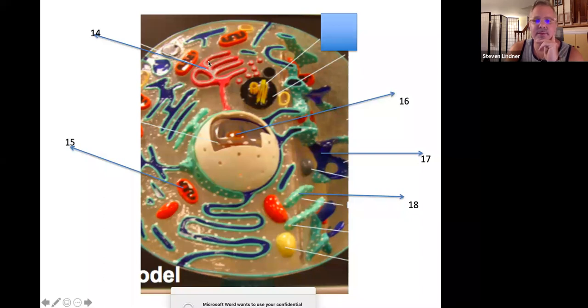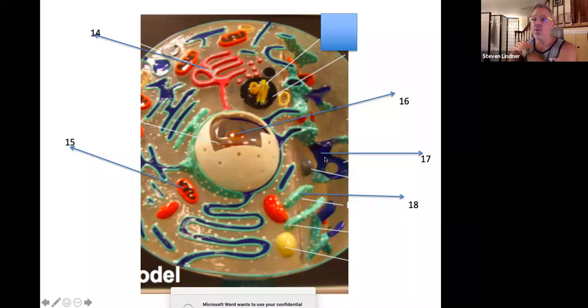What is 14? We're looking at the cell. This is the what? Golgi complex or Golgi apparatus. What is 15? Mitochondria. What is 16? Nucleolus, not nucleus, nucleolus. Okay, 17.